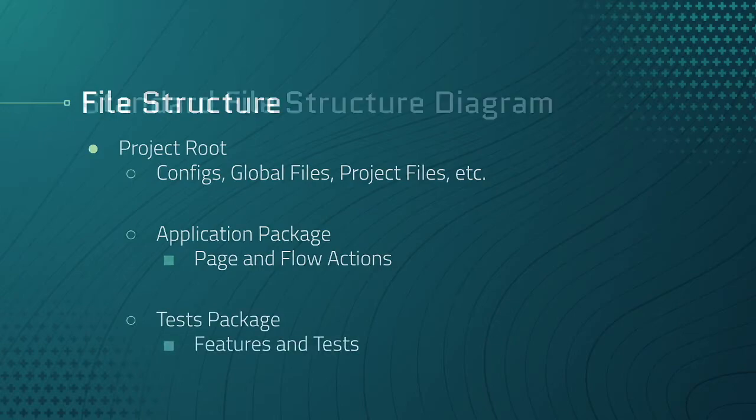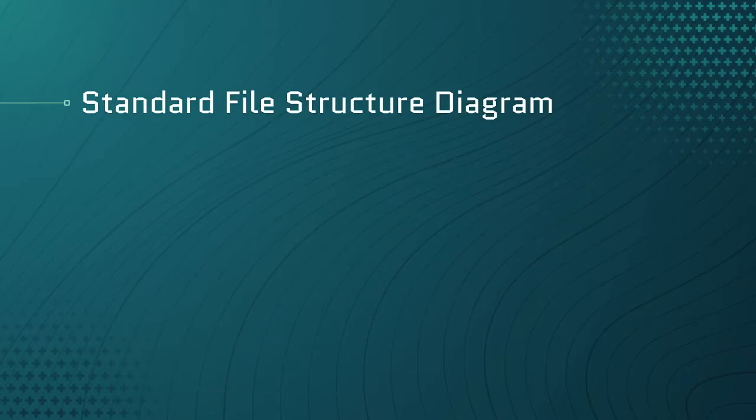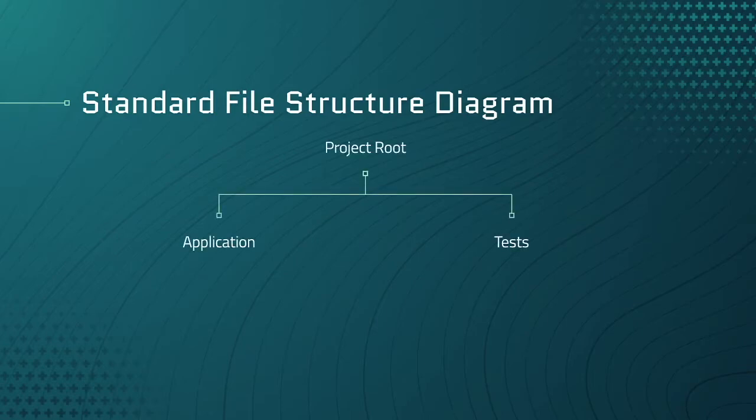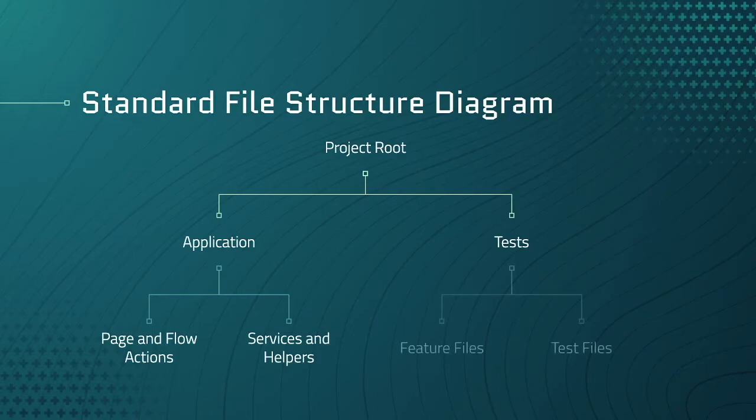Let's show this a different way using a diagram. But it's going to show the same thing, just in a more visual form. Project root is the top level directory which will have the application and tests packages. The application package will hold any relevant folders or files like our actions. You might also have some services or helpers that aid with your actions too. The tests package will hold our feature files and test files, and that's about it.